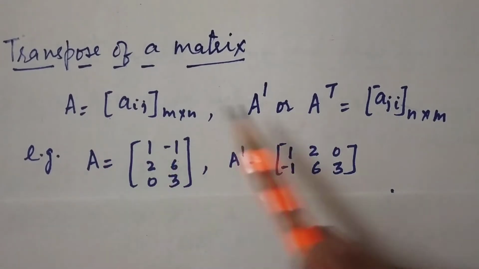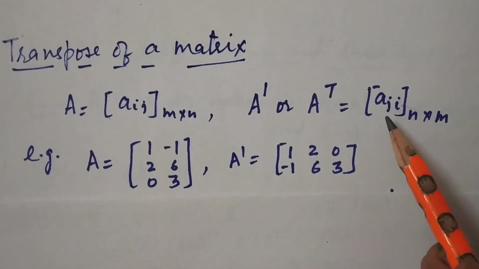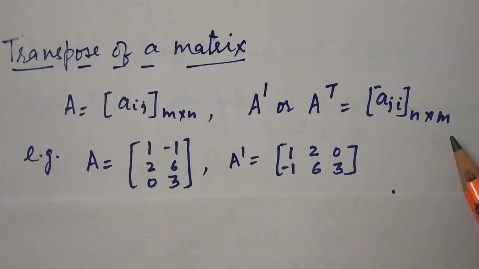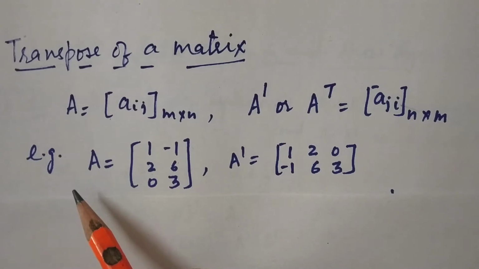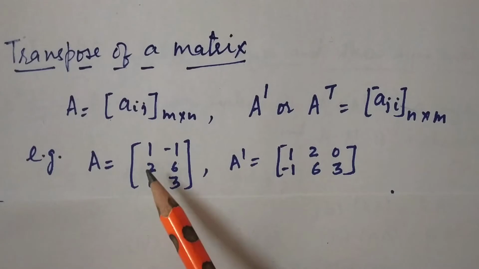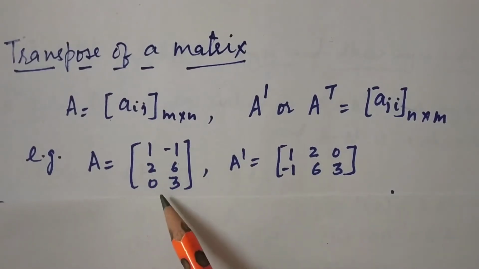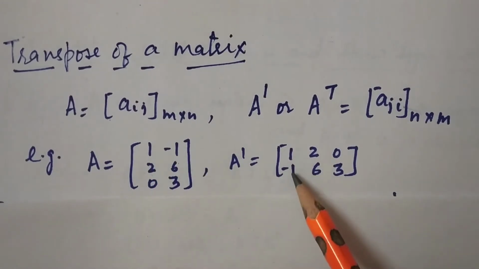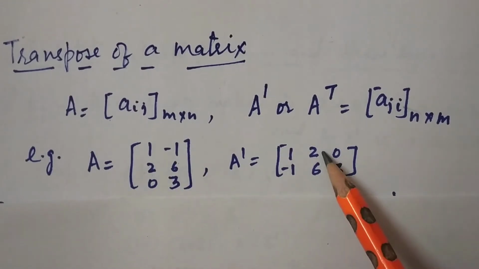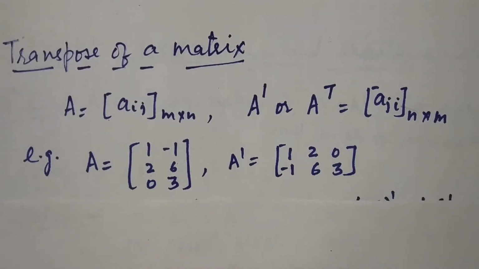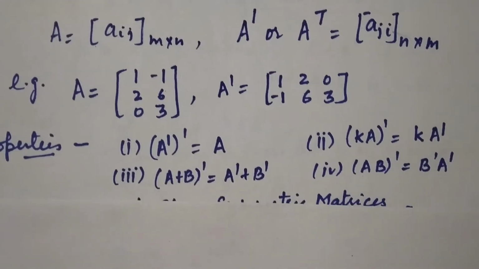So for this A, its transpose will be a_ji, and here the number of rows will become n and the number of columns will become m. For example, if A is a matrix of the order 3 by 2, 1, minus 1, 2, 6, 0, 3, then its transpose will be, now here the first row becomes first column, second row becomes second column, and third row becomes third column. So this way transpose of a matrix is defined.